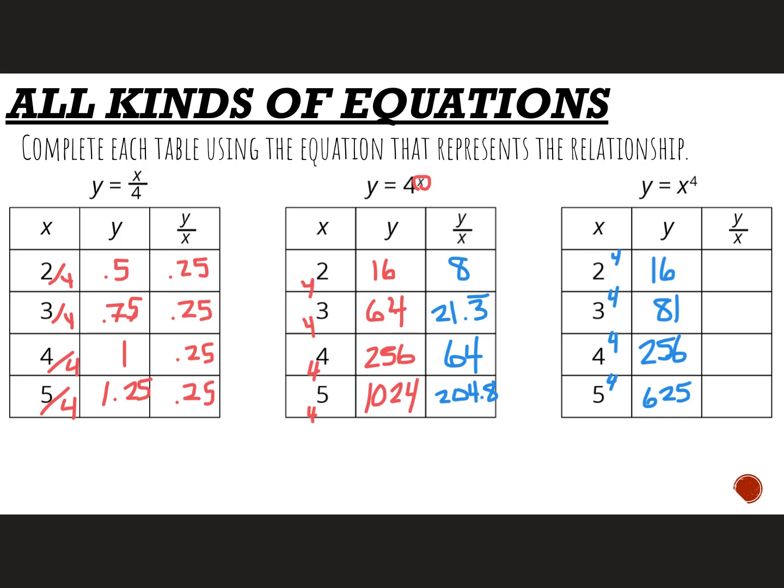And then we need to do y divided by x in this situation. So we have 16 divided by 2, which would give me 8. 81 divided by 3 is 27. 256 divided by 4 is 64. 625 divided by 5 is 125.